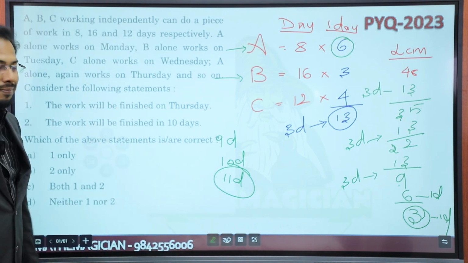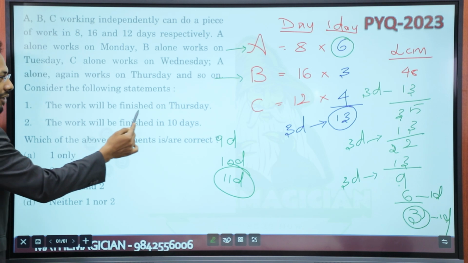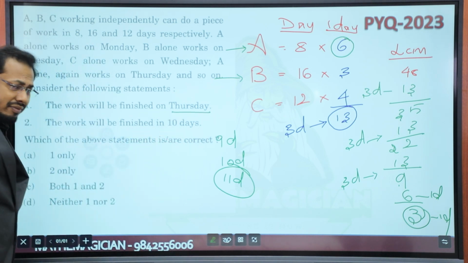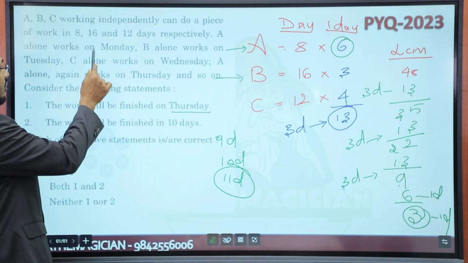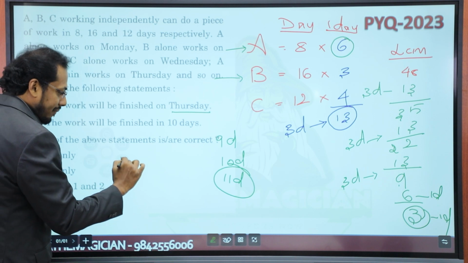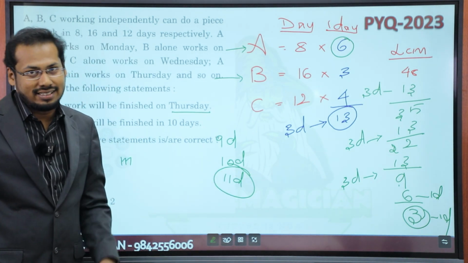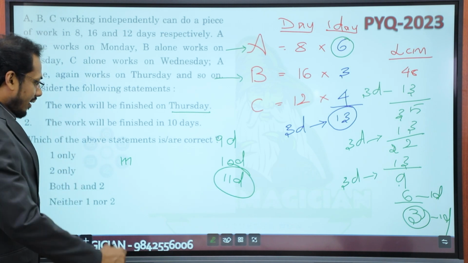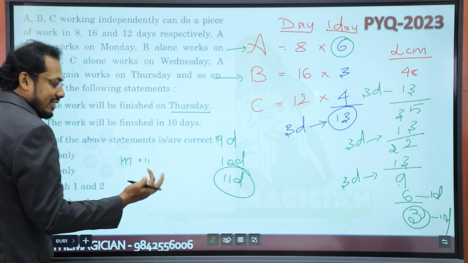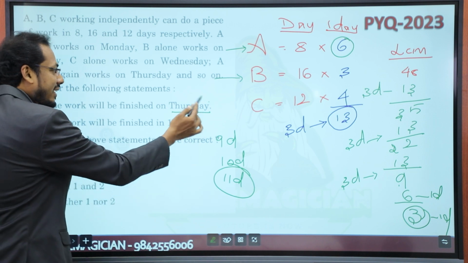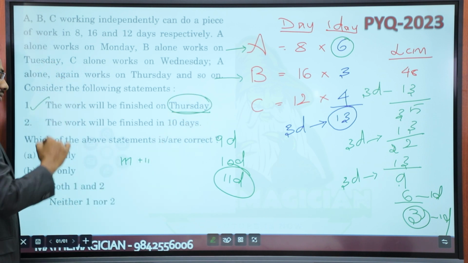This is the concept. Now, look at this. The work will be finished on Thursday. Look at this. Work was started Monday, right? From Monday, you need to take 11 days. Okay. So, Monday plus 11. Just count. You can get this Thursday. Yes, this is right.